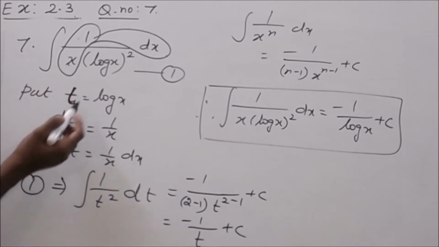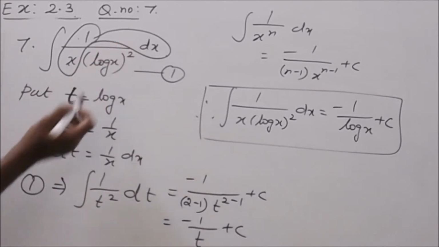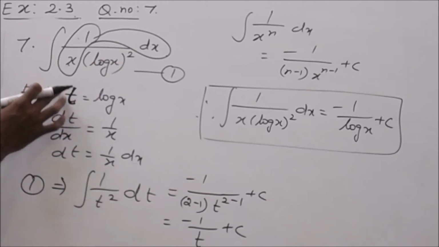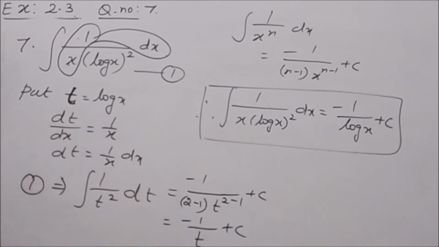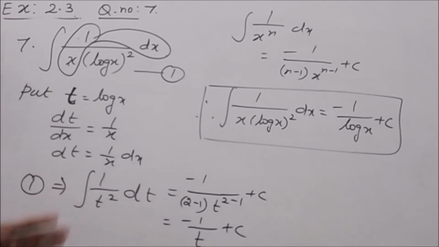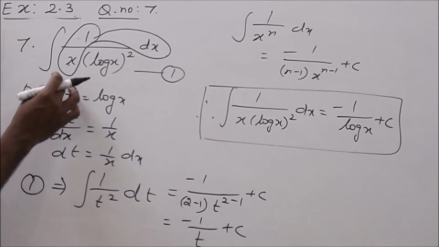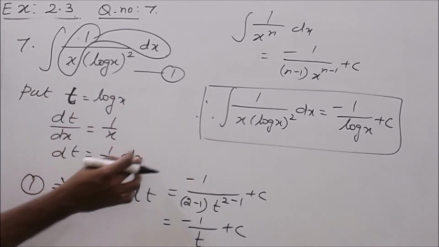Now differentiate, because we have the dx term here. To find the dx term, you should differentiate this. dt by dx is equal to derivative of log x, which is 1 by x. Here differentiation takes place, not integration. So you should be thorough with both differential and integral formulas. I will list them at the end of this lesson or in the next session. Then only you can get into it easily. So t equal to log x, dt by dx is equal to 1 by x. Now cross multiply, dt equal to 1 by x dx.